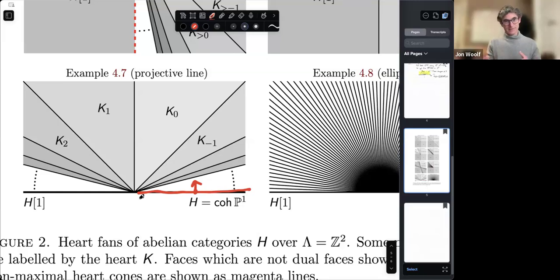So somehow bundled up in these completeness properties, or failure to be complete properties, of the heart fan are all of these well-known facts about stability conditions.